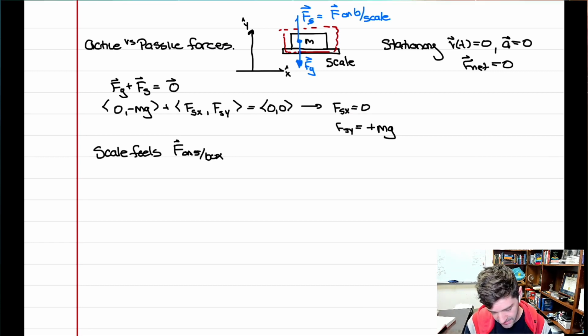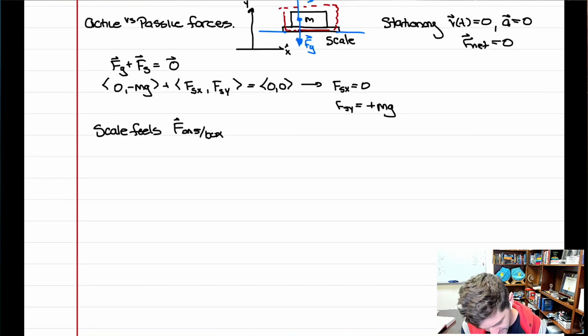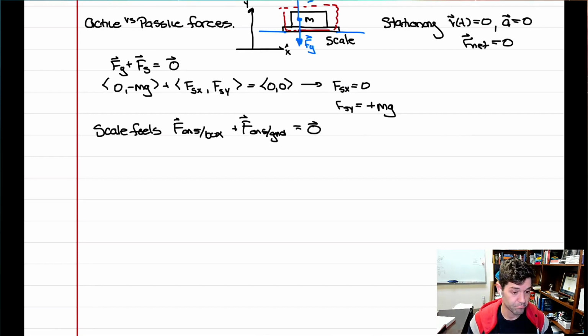And then it's also perhaps touching the ground that I have to worry about. So then also it might be plus F on scale from ground as well. And if the scale is not moving, then I know that this also better equal 0. These statics problems, where v is 0, really we should be careful and say it's 0 as a function of time, which is really saying that there's no net acceleration.